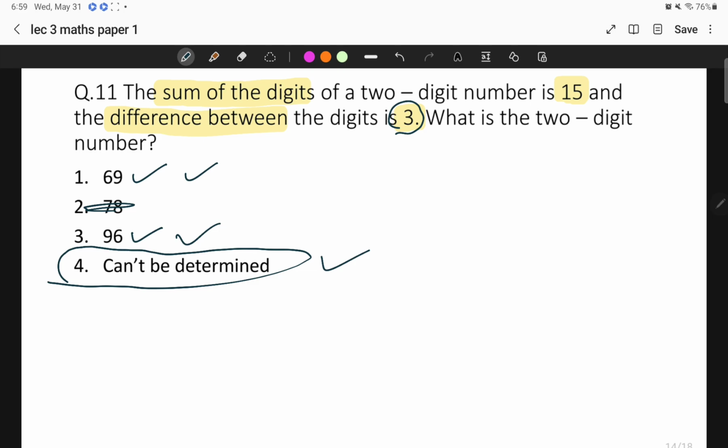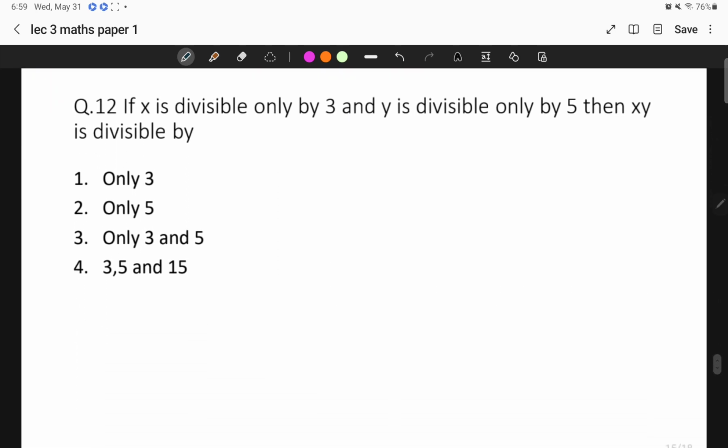Please make a note of it, that here we have learned the difference between the digits doesn't mean that we have to take subtraction or we have to take actual difference. We just have to check the gap. And the gap for 69 as well as 96 is 3, but both the options are coming correct, so they have given the correct answer as cannot be determined. Okay, moving on to the next question.